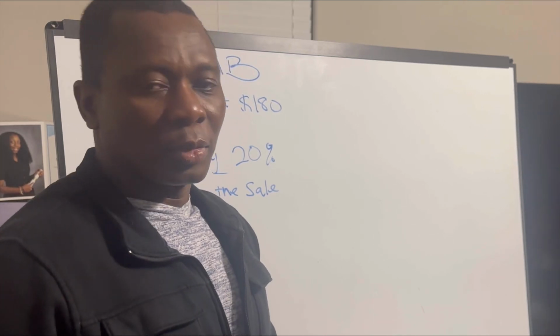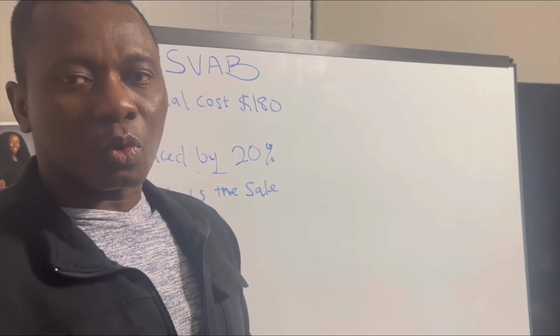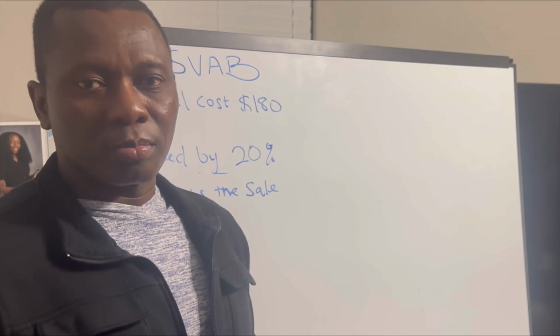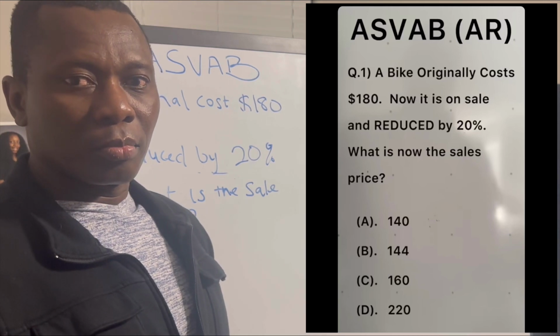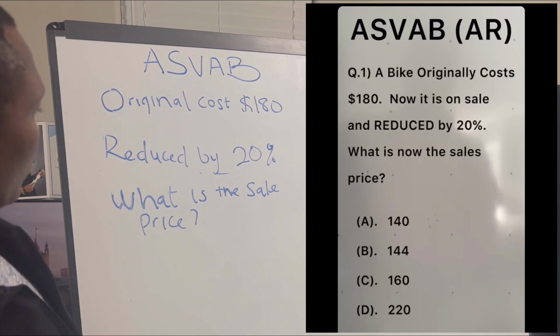All right, welcome. We're answering one of the 6 questions of the ASVAB questions. And the first question goes, a bike originally cost $180. Now it is on sale and reduced by 20%. What is now the sales price?